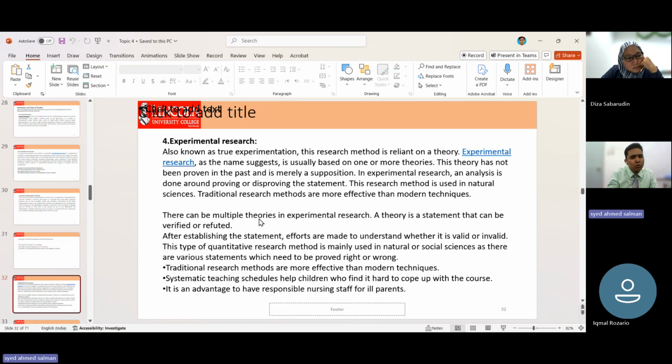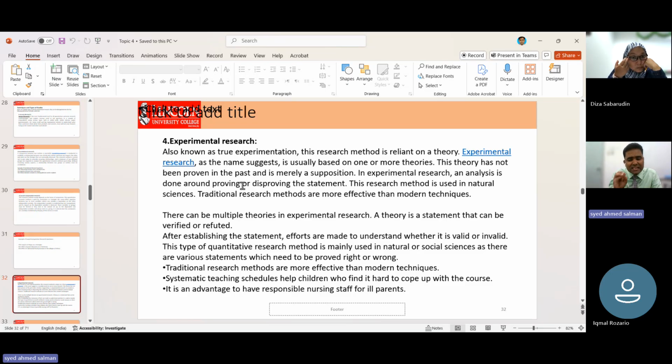Experimental research, also known as true experiment. This research method is reliant on a theory. Experimental research is usually based on one or more theories. You are doing the research based on the theories. There can be multiple theories in experimental research.